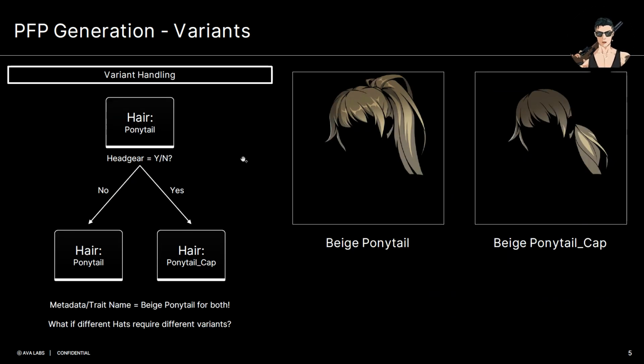So this is a flowchart to show you what happens. Let's say that the ponytail comes up, then you have a yes or no check saying, is there a hat or headgear? Yes. Then you need to pull the ponytail underscore cap variant. Is there a hat or headgear? No. Then you can just go with the normal ponytail variant. If you look at the actual metadata and the trait name, it's going to show beige ponytail for both. So this gets into the difference between your generator metadata or internal metadata and the public metadata, which is what folks will see once you've minted.